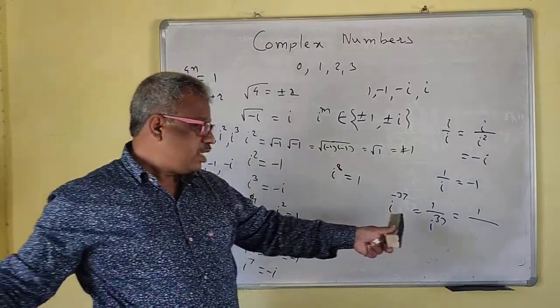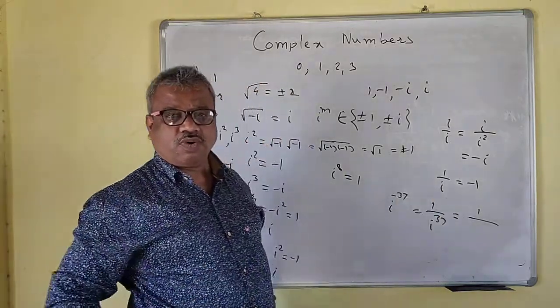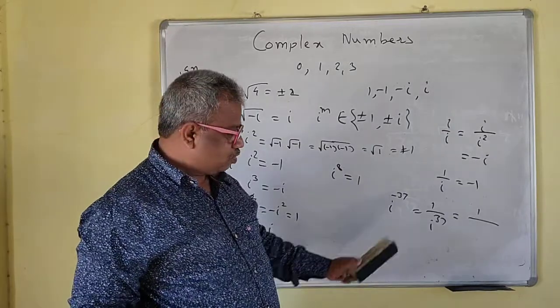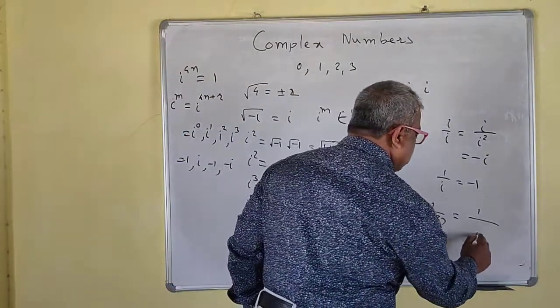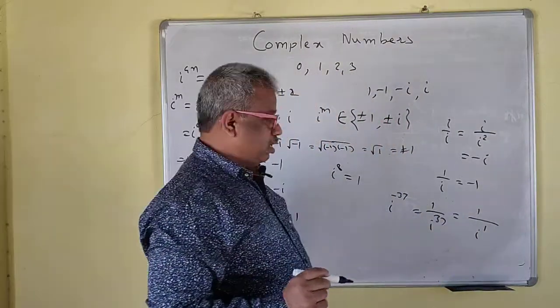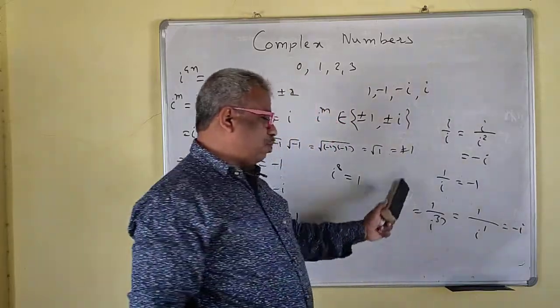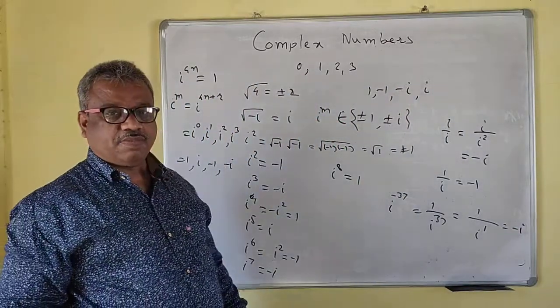So what here? If 37 is divided by 4, the remainder is 1, because 9 fours are 36. So the remainder is 1, and i to the power 1 is i. And 1 upon i is minus i. That means i to the power minus 37 is minus i.